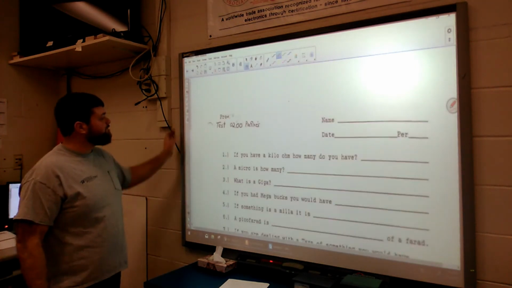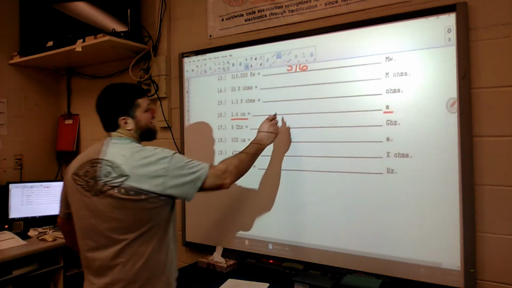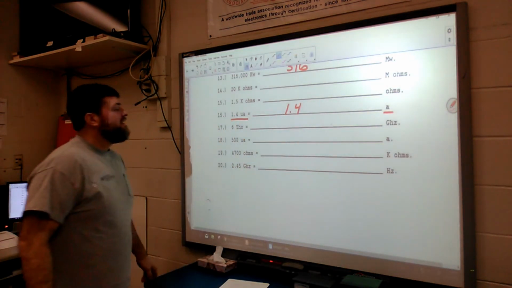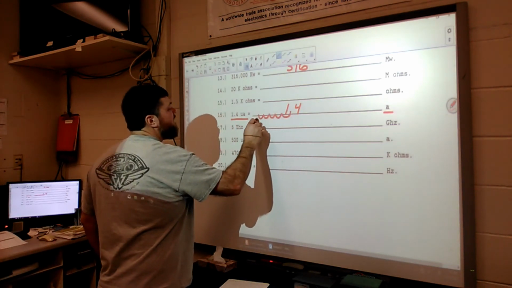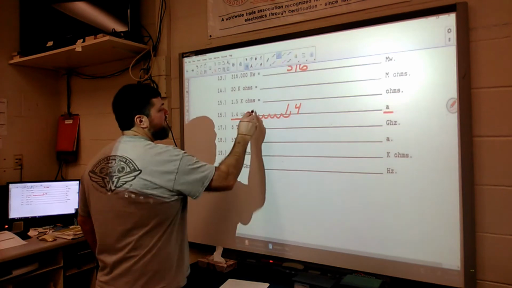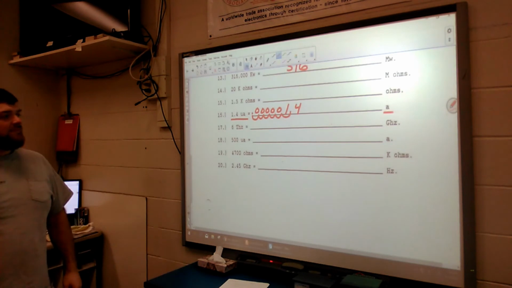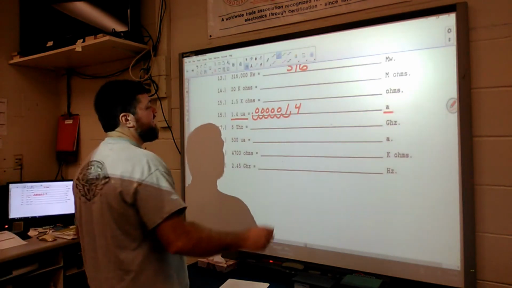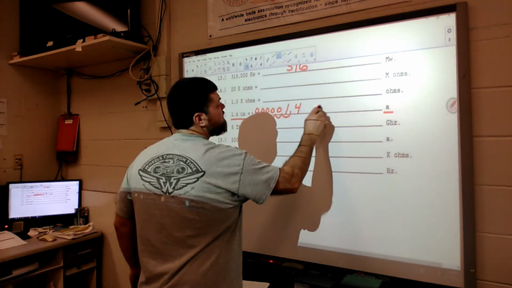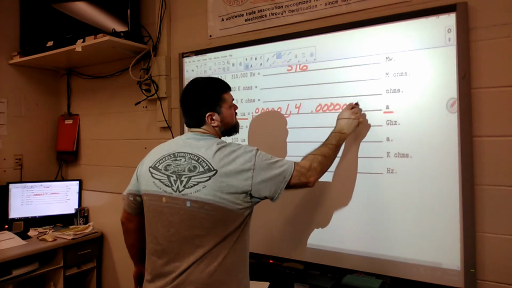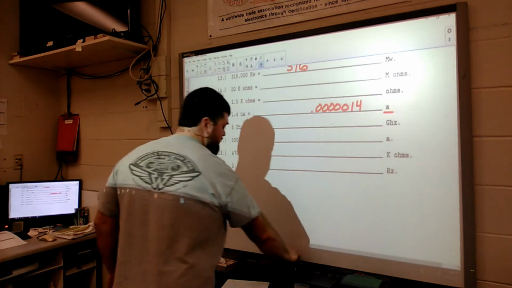Oops, wrong button. I'm not going to edit this stuff out. This is me screwing up. Okay, so we're going to put down our 1.4. We need to move it 6 places to the left: 1, 2, 3, 4, 5, 6. There's our decimal point. All right, that's how you do that. Now, to make it look a little nicer, we'll do this. How many zeros do I have there? 1, 2, 3, 4, 5. There's your answer.